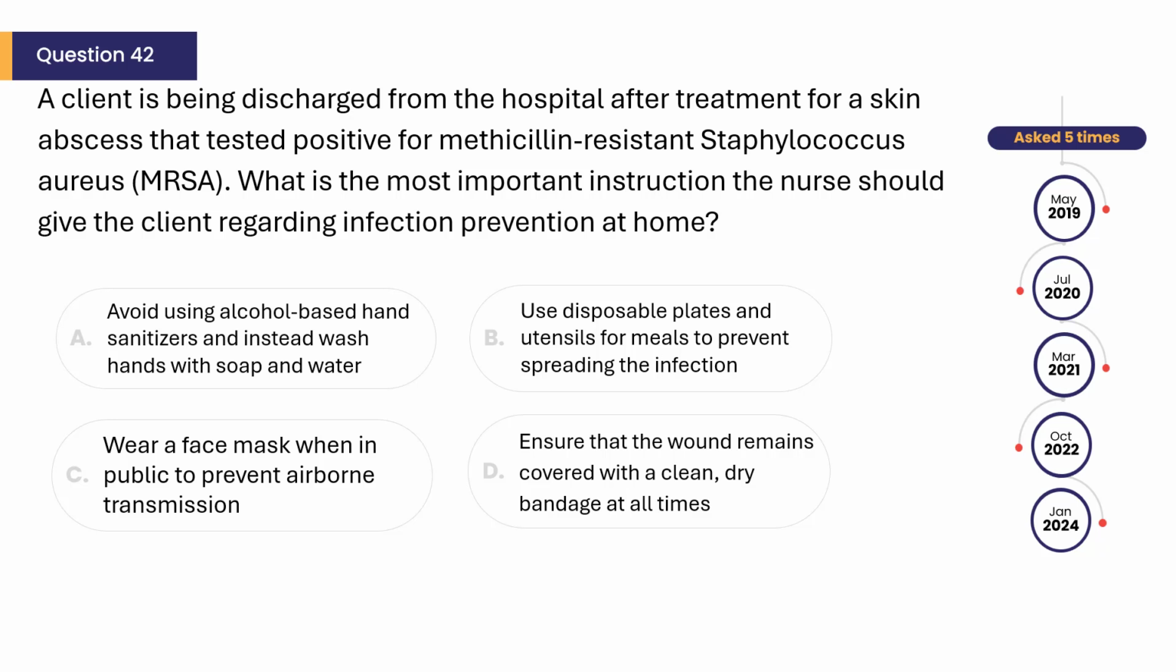A. Avoid using alcohol-based hand sanitizers and instead wash hands with soap and water. B. Use disposable plates and utensils for meals to prevent spreading the infection. C. Wear a face mask when in public to prevent airborne transmission. D. Ensure that the wound remains covered with a clean, dry bandage at all times. The correct answer is D. Ensure that the wound remains covered with a clean, dry bandage at all times.